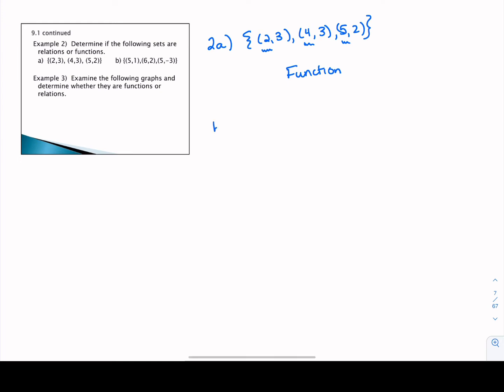If we look at our next set, we have the ordered pair 5, 1. We have another ordered pair 6, 2, and then we have a third ordered pair of 5, negative 3.